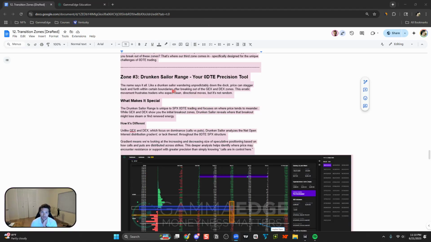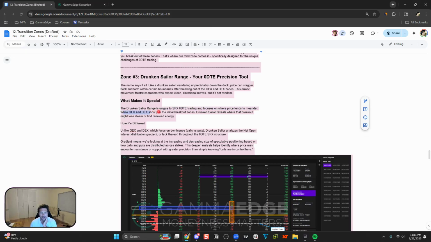And so why that name? Like a drunken sailor wandering unpredictably down a dock, price can stagger back and forth within certain boundaries after breaking out of the GEX and the DEX zones. This erratic movement frustrates traders who expect clean directional moves, but it's not random. And this is exactly what this transition zone outlines. Keep in mind that this zone is specific and unique to SPX 0 DTE trading and focuses on where price tends to meander.